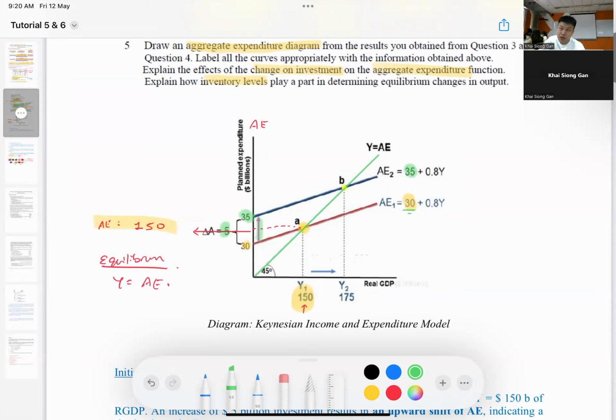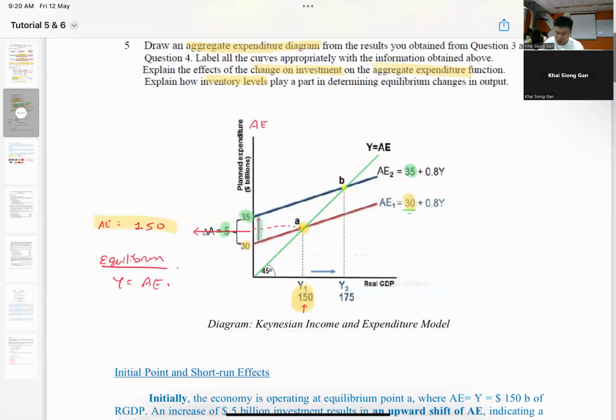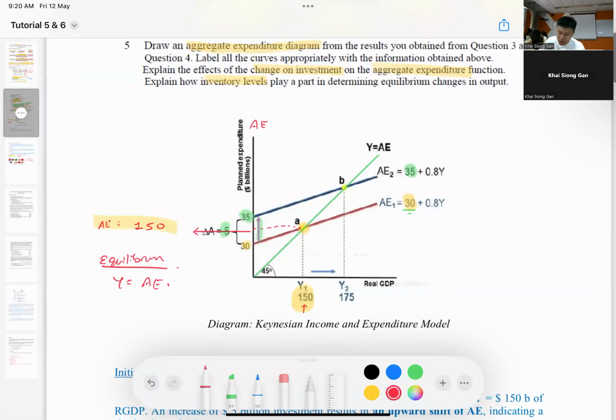But again, we don't usually write that in the graph because it may be very messy. So we want to write the aggregate expenditure one. So now by point 8, I move up to this point, which is point A1. At point A1, my total output or my real GDP is still 150, but what about my aggregate expenditure? It goes up to 155 already, right?